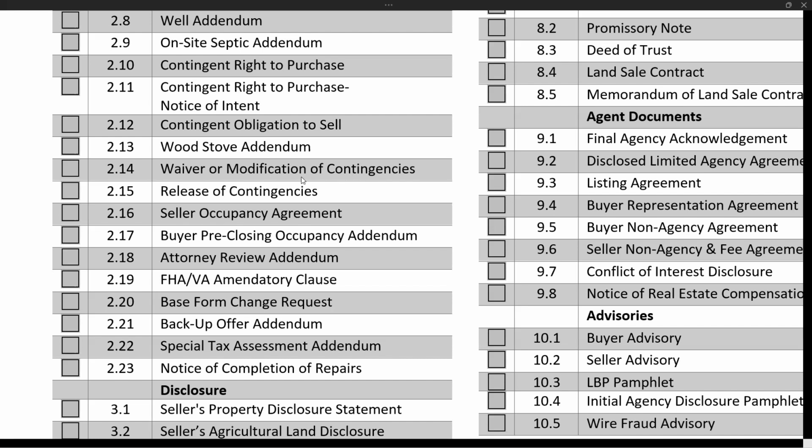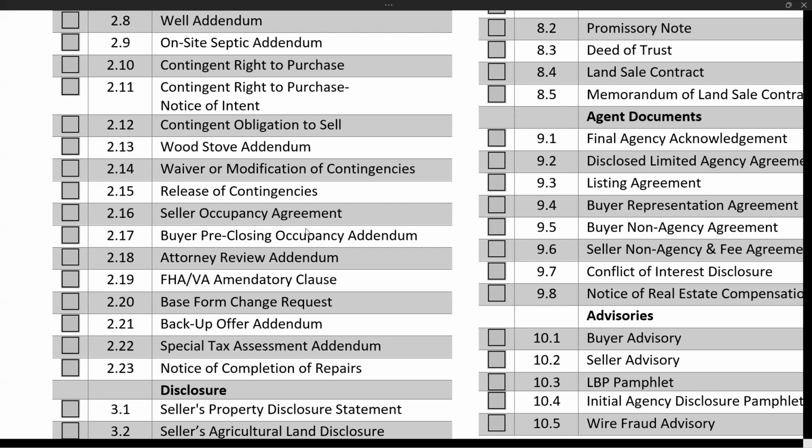Modification is also allowed in document 2.14. That's specifically for the appraisal contingency. You're able to modify the appraisal contingency so that it allows you to have low appraisals where the buyer will bridge the gap between the appraisal and the purchase price of the property.